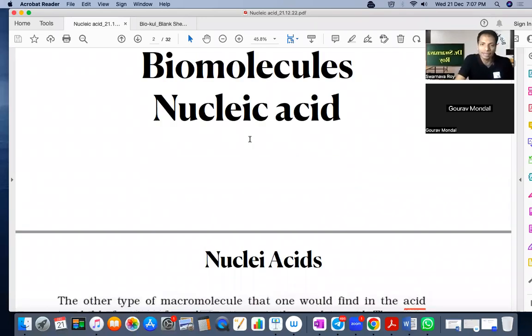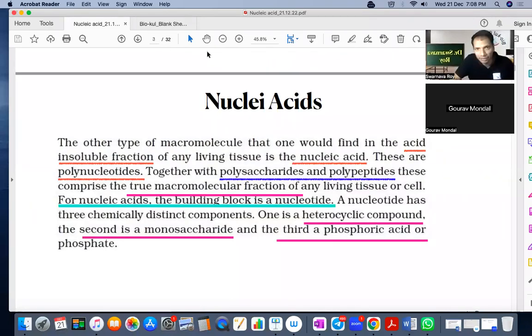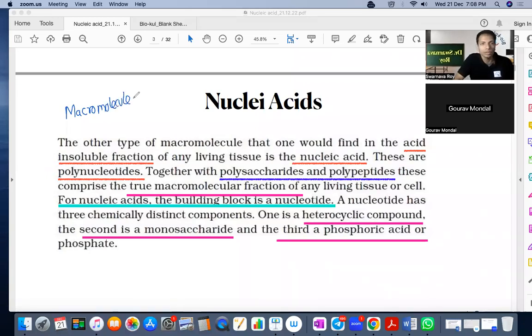nucleic acids are basically a type of macromolecule. First thing we need to understand is that nucleic acids are a type of macromolecule. What is a macromolecule? A macromolecule is something which has a molecular weight over 1000 daltons. Dalton is basically a unit to measure any kind of biomolecules. Anything which is below 1000 daltons is called a micromolecule. Anything above 1000 daltons is called a macromolecule.